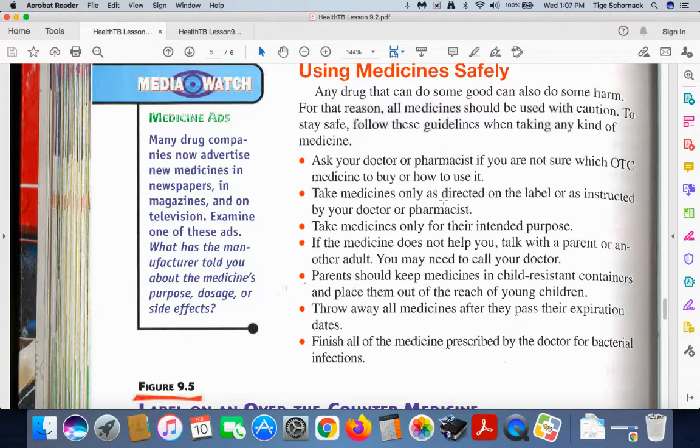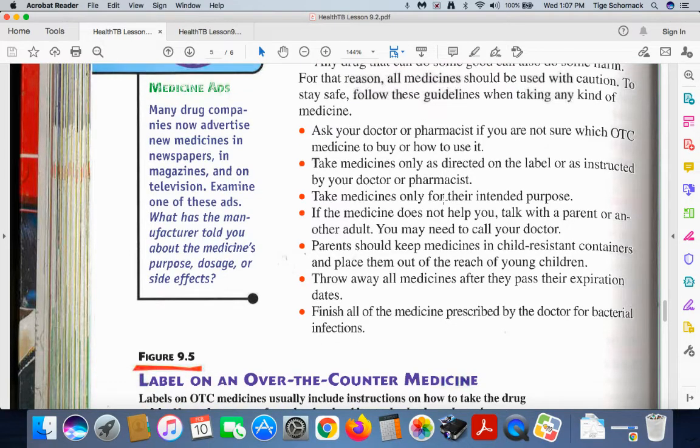Using medicine safely. Any drug that can do some good can also do some harm. For that reason, all medicines should be used with caution. To stay safe, follow these guidelines when taking any kind of medication. This would be lovely to take notes on. Ask your doctor or pharmacist if you are not sure which OTC medicine to buy or how to use it. Take medicine only as directed on the label or as instructed by your doctor or pharmacist. Take medicine only for the intended purpose. If the medicine does not help, talk with a parent or another adult.